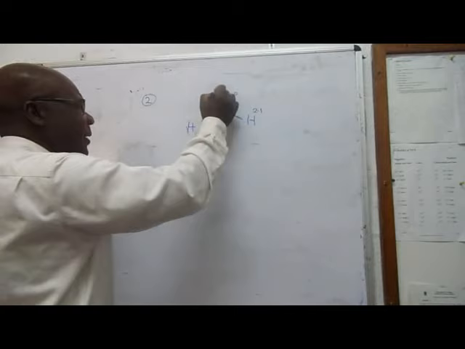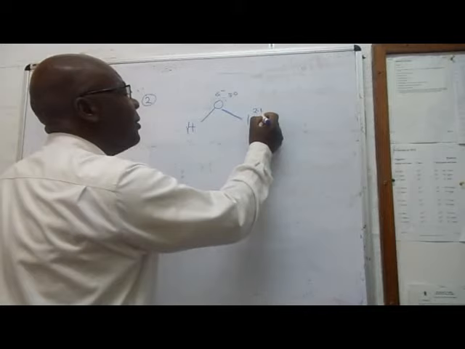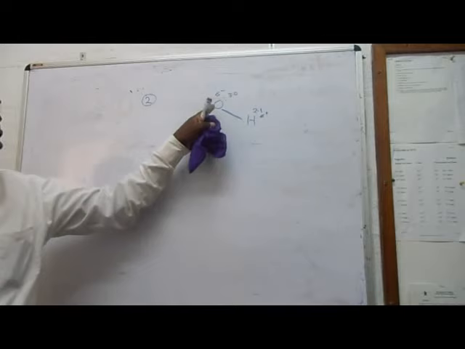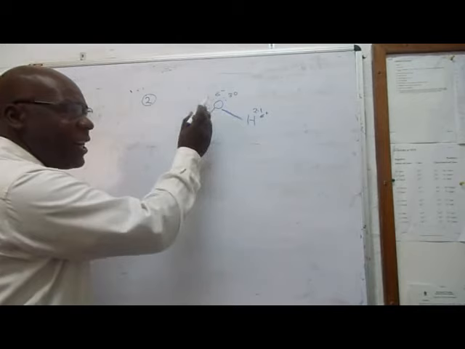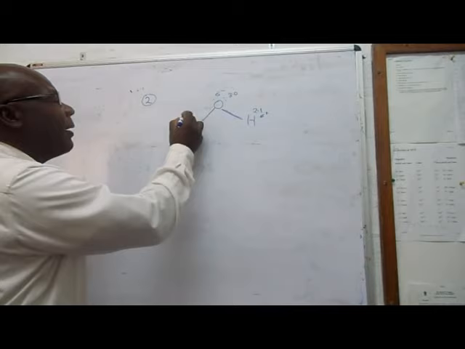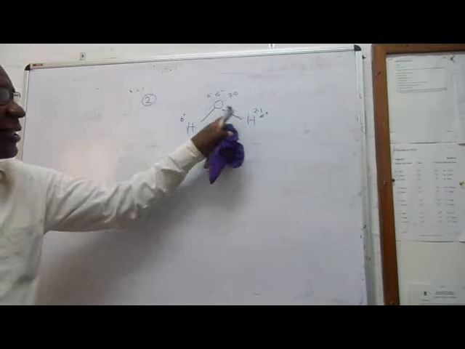Consequently, oxygen becomes partially negative because electrons are drawn towards it. If we are drawing electrons away from hydrogen, it means that hydrogen becomes partially positive. What has brought about this separation of charges is the uneven sharing of electrons in the bond. Similarly, this hydrogen becomes partially positively charged, and the oxygen becomes partially negatively charged. So oxygen has a partial charge of minus 2, whereas each hydrogen has a partial charge of plus 1.